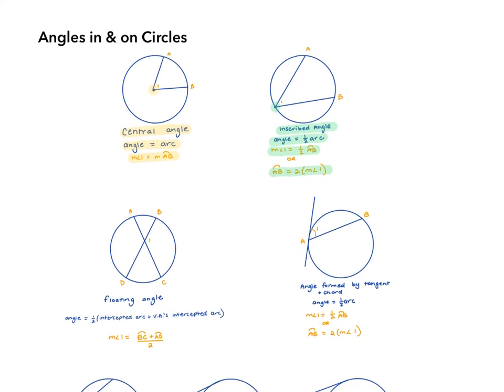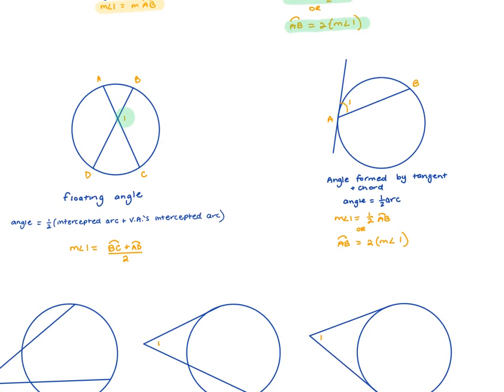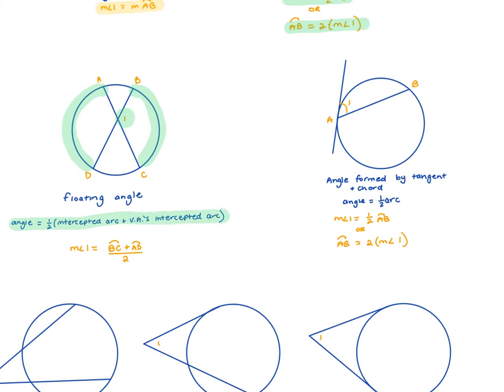Then we got into our floating angle, which is the one that's inside the circle but not at the center. The way we find that measure is by adding the arc it intercepts plus the arc its vertical angle intercepts, and then dividing by 2. So it's 1/2 the intercepted arc plus its vertical angle's intercepted arc.